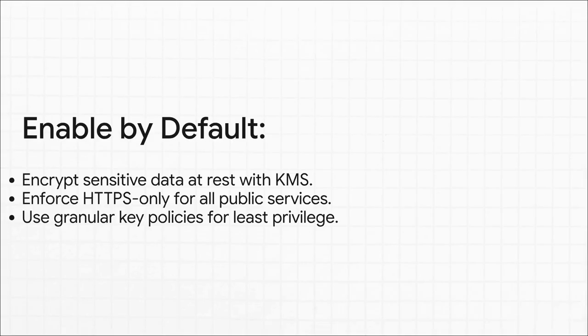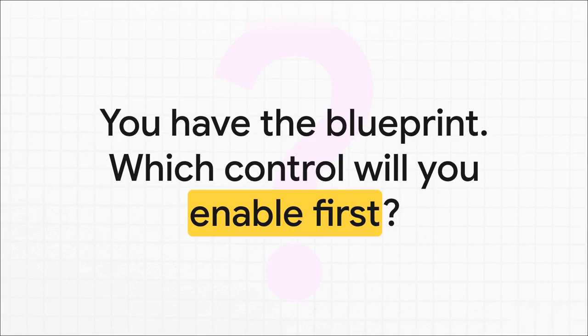Number 1, encrypt all your sensitive data at rest using a customer-managed KMS key. Make this day one practice, not an afterthought. Number 2, enforce HTTPS only for every single public-facing service. Use ACM, use your load balancers, there's just no excuse for unencrypted web traffic anymore. And number 3, use those granular KMS key policies to lock things down with least privilege. Only grant permission to use a key to the specific people and services that absolutely need it and no one else.